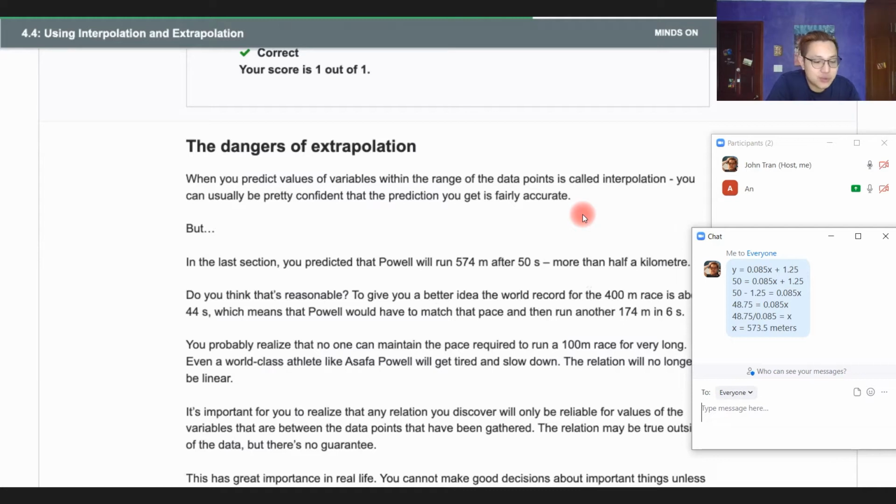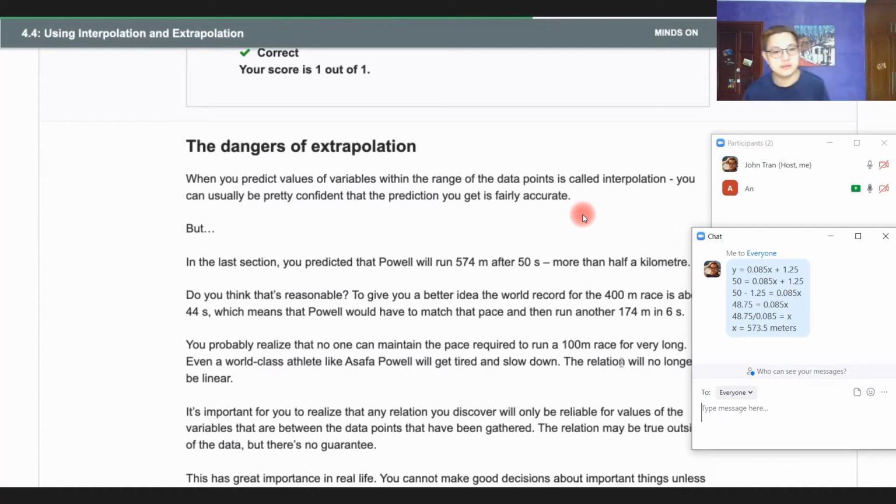And it drains out your energy quickly. Compared to if you run a long way, then you don't have to run that fast. But when you run fast, it drains out your energy source very quickly. So even Po wouldn't have matched that pace and run another 164 meters in 6 seconds. Oh dear.